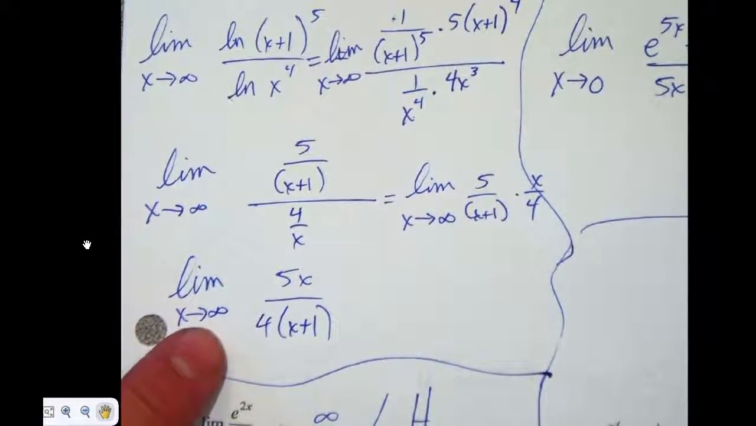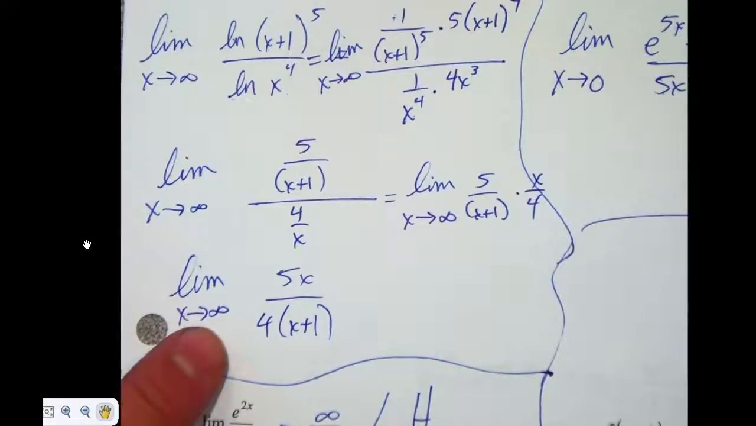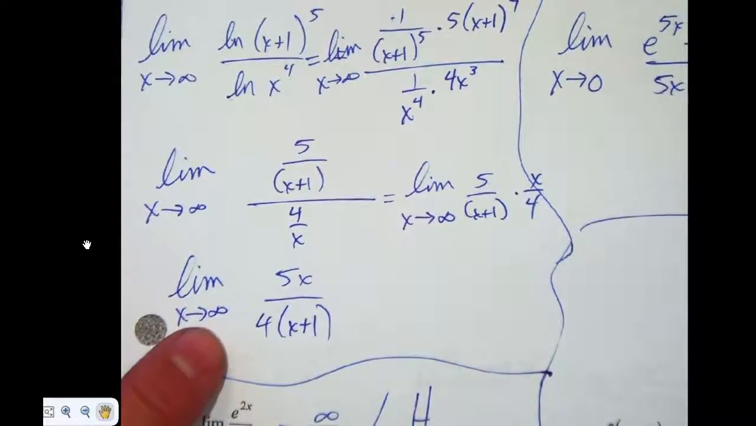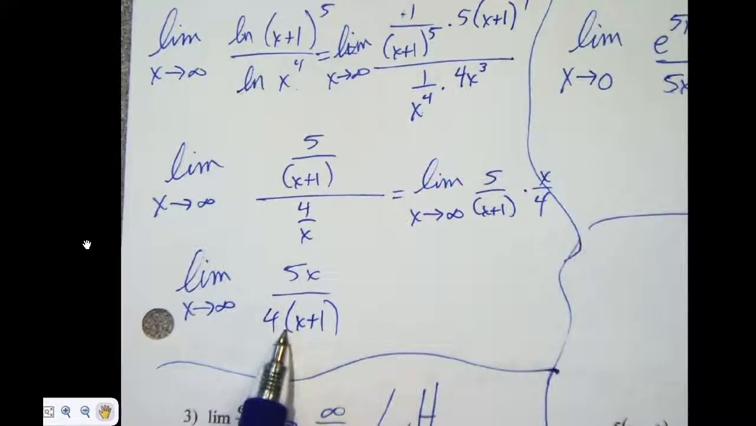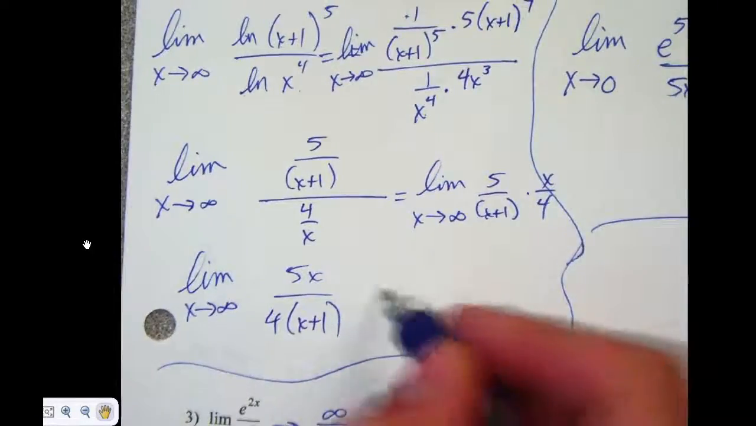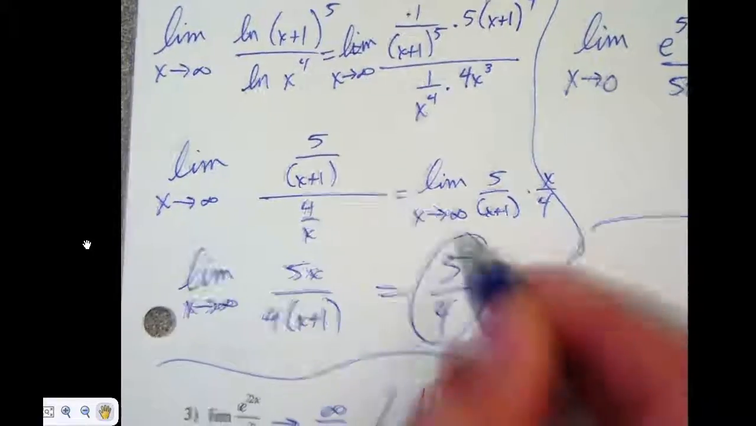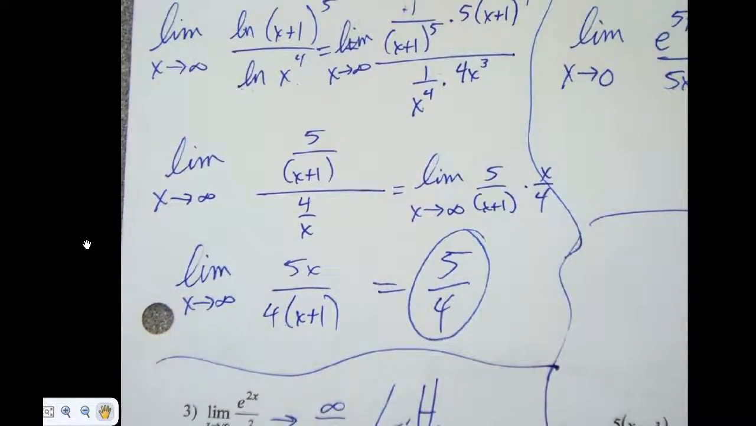That means you're looking for the highest power. Where's the highest power? They're tied, right? So this would actually be 4x if I distributed. So 5x over 4x, so your answer is 5 over 4. Got it.